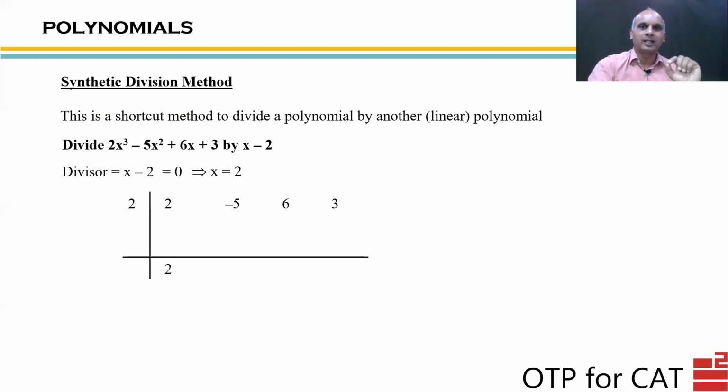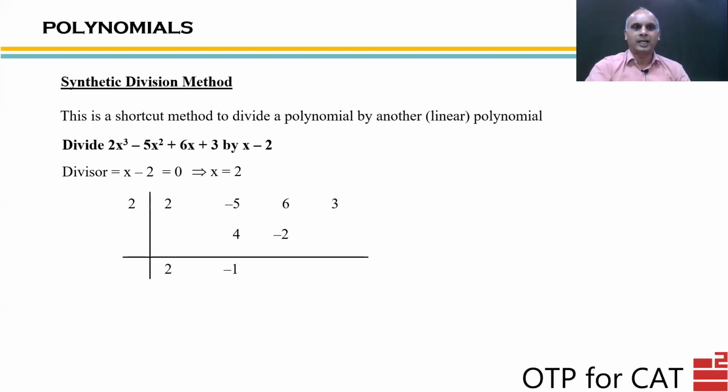Now this obtained answer 2 is multiplied by the left side 2, and I'll get 4. 2 into 2 is 4, and I'll write it in the next column and add. So I'll have minus 5 plus 4, that is minus 1. Minus 1 I multiply with the left side number 2, which is above, and minus 1 into 2 gives me minus 2. And that I put in the next column.